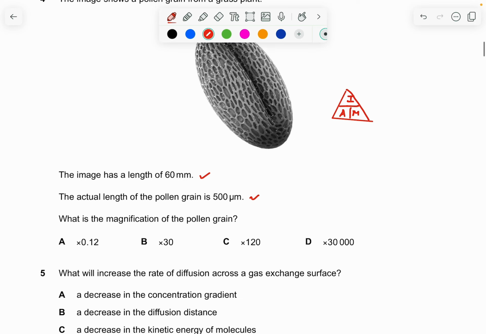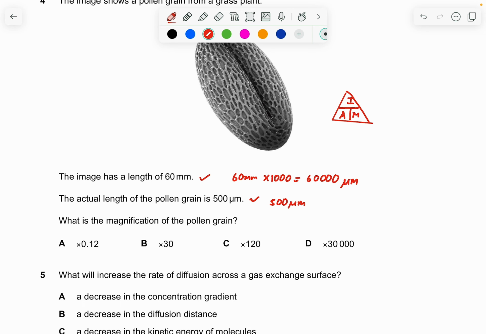Okay, so how you are going to attempt this is by converting 60 millimeters to micrometers. So 60 millimeters times 1000, it'll be 60,000 micrometers, and then 500 micrometers will remain the same. So you just divide the image by the actual length. You're going to get times 120. So the answer is C.